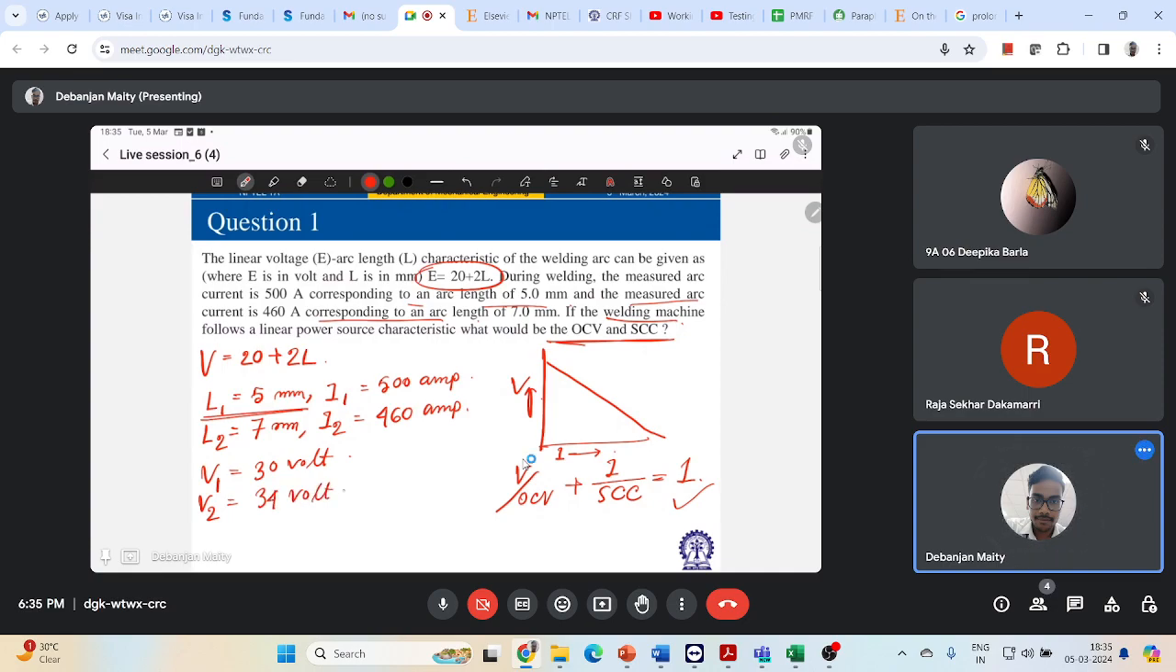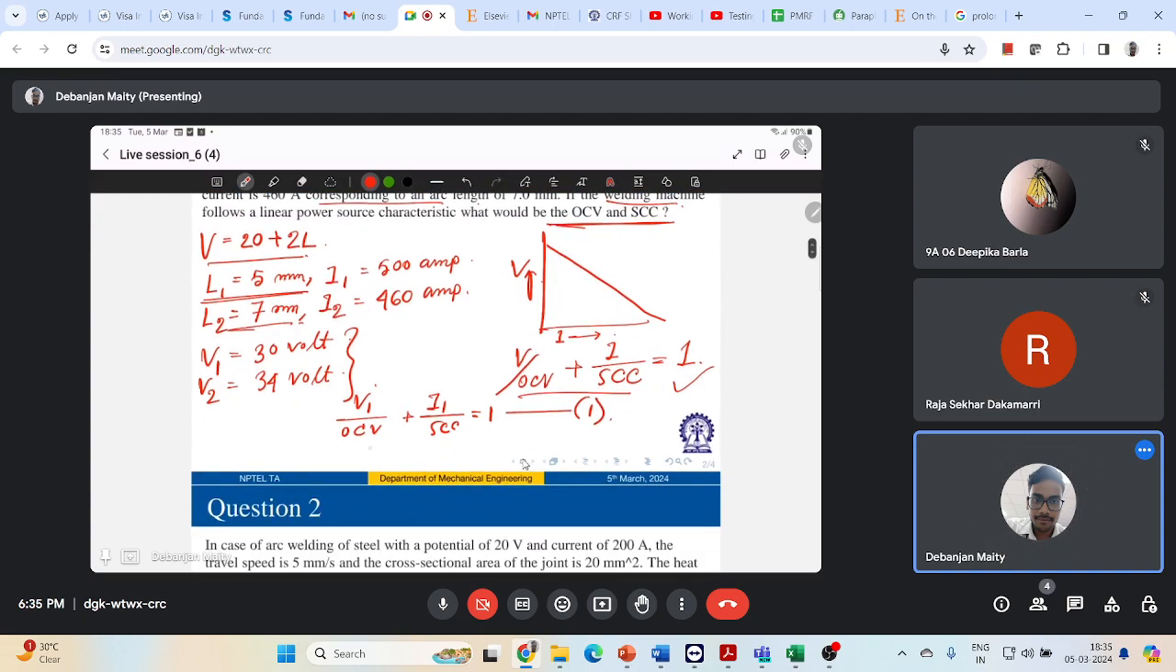34 volt at 7 mm, right? So we have two equations and two unknowns. V1 by OCV plus I1 by SCC equal to 1, that is my equation 1. And V2 by OCV plus I2 by SCC equal to 1, that is my second equation.